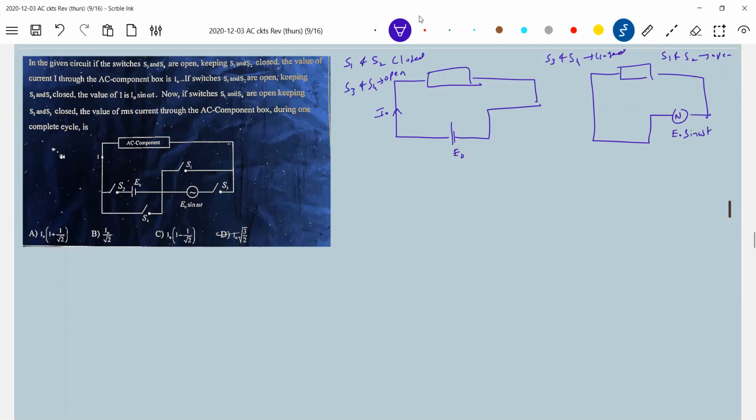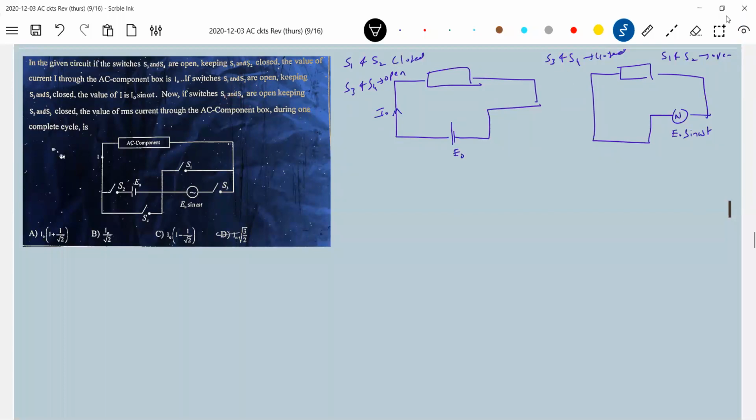S3 and S4, no, initially. So second part. Second one, sir. If S1, S2 are open, keeping S3 and S4 closed. That is S3 and S2, sir. S1 and S4 are open. No, I'm reading here. S1 and S2 are open, keeping. I'm talking about second one, sir. No, you're talking about this one. Huh? Yes, sir. Okay, I'll come.